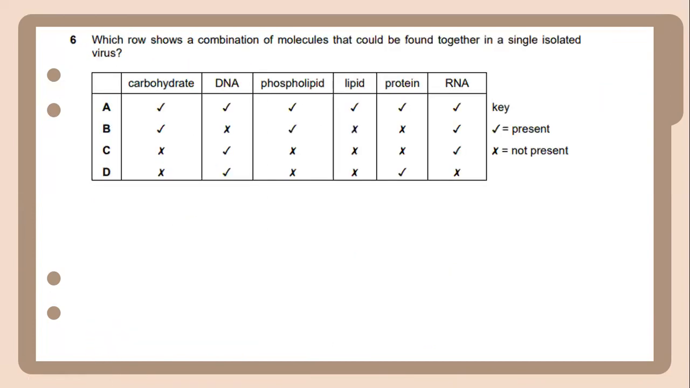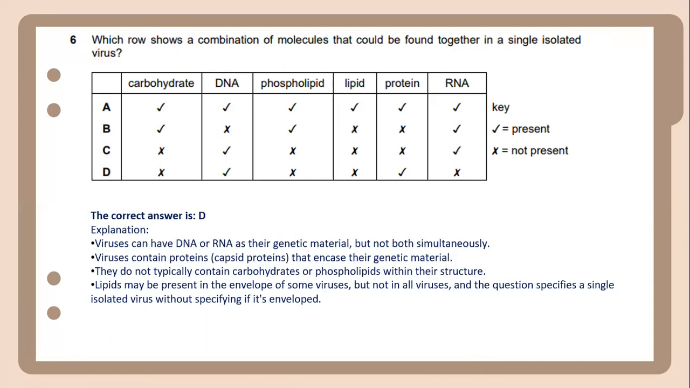Which row shows a combination of molecules that could be found together in a single isolated virus? The correct answer is D. This can be explained through the below statement. Viruses can have DNA or RNA as their genetic material, but not both simultaneously. Viruses contain protein, capsid protein, that encases their genetic material. They do not typically contain carbohydrate or phospholipids within their structure. Lipids may be present in the envelope of some viruses, but not in all viruses. And the question specifies a single isolated virus without specifying if it is enveloped.